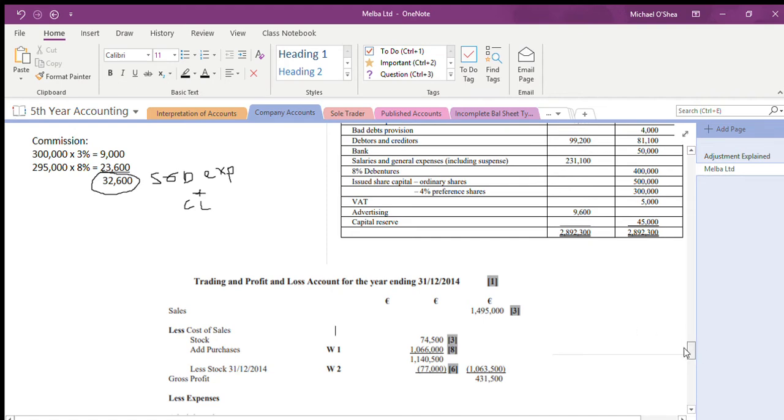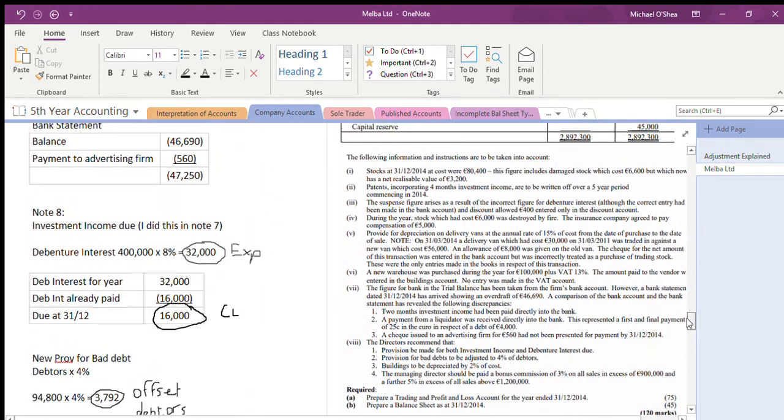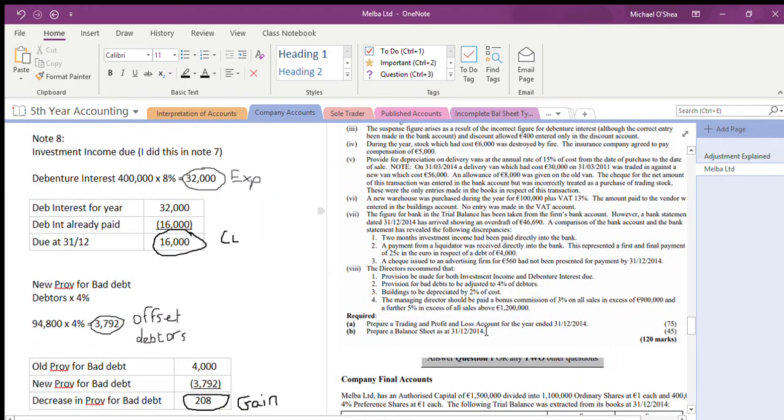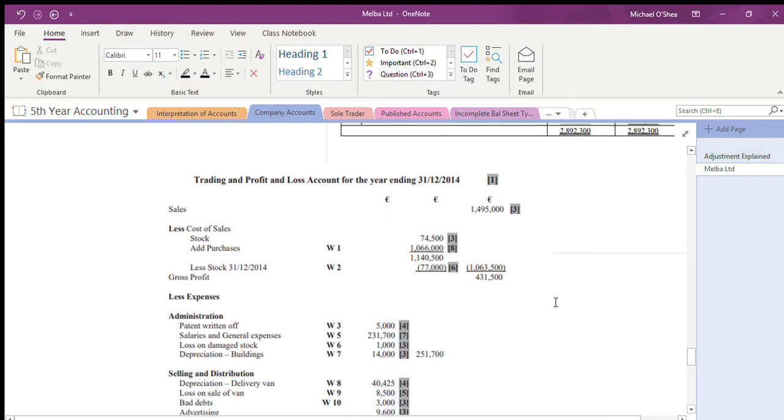So this is just the last part of the Melba. We'd finished with those notes. We've done everything out there. You're moving on the same as you would for the sole trader. You're moving on to the P&L and balance sheet. Nice and quickly, I'm going to go through them quickly because there is no major difference between this format and the sole trader.